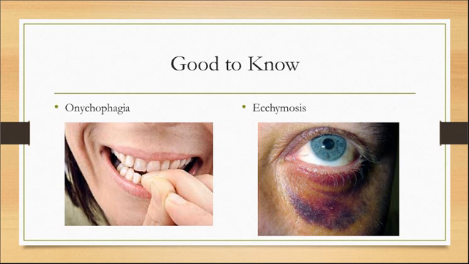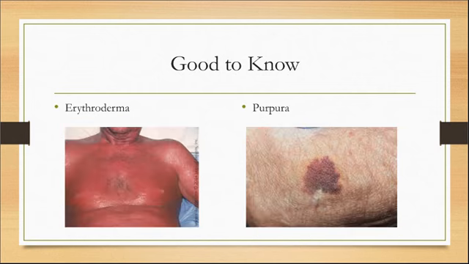Ecchymosis is a bruise caused by blunt trauma to the skin. And here we see a black eye, which doesn't normally occur unless we have some sort of blunt trauma. A few more to throw at you.